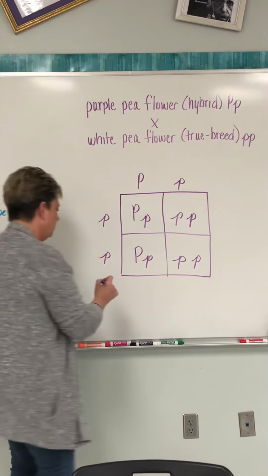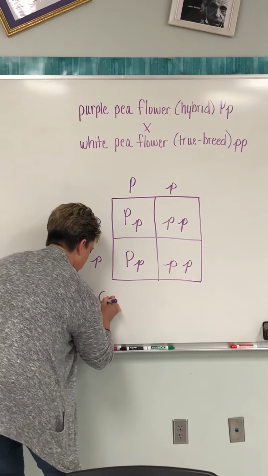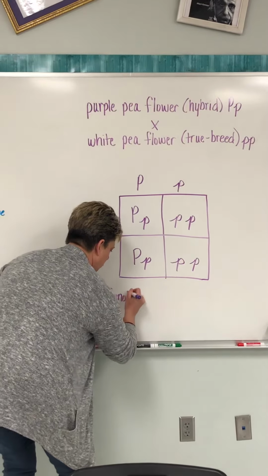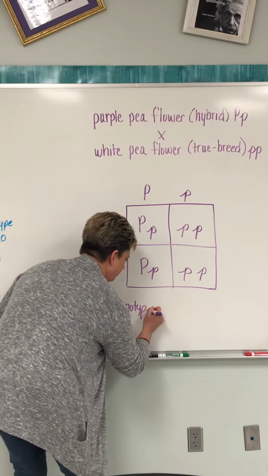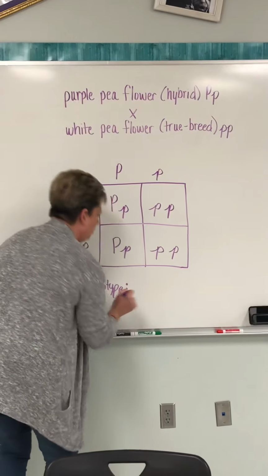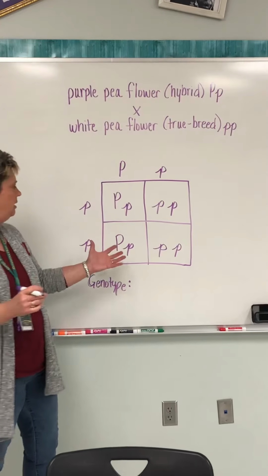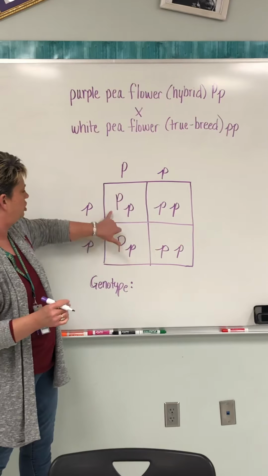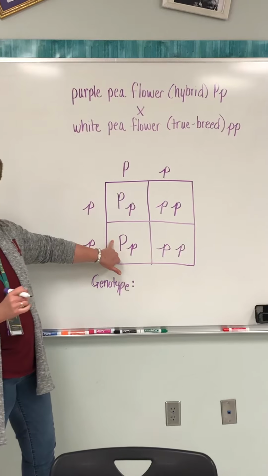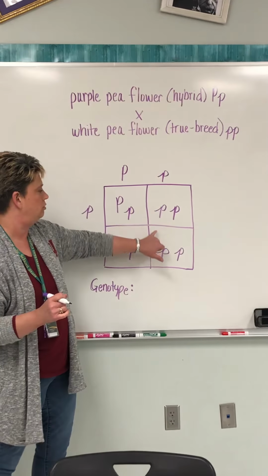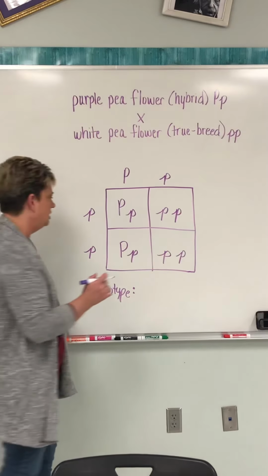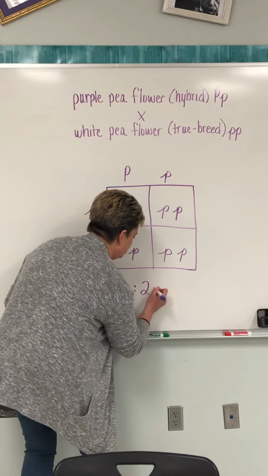We have, again, we could do a genotype ratio where we're looking at the genotype combinations. Genotype, we have 2 that have a capital P, lowercase p, and we have 2 that have 2 lowercase p's. So in this case, we have a genotype that's 2 to 2.